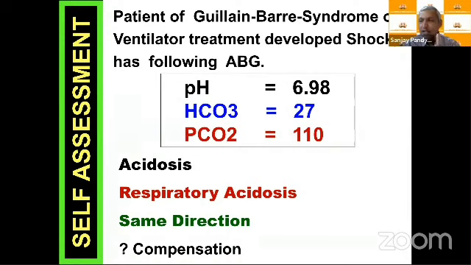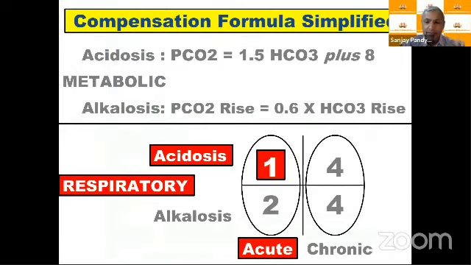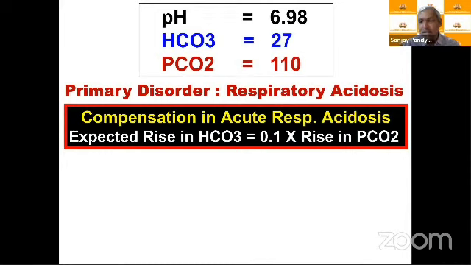Yes, so you will use the pH formula. Out of 1.4, you will use 1. So, 0.1 into the rise in PCO2. How much will be the rise in bicarbonate? Bicarbonate rise is 7, yes, it is 7.